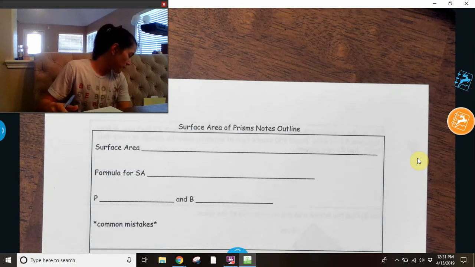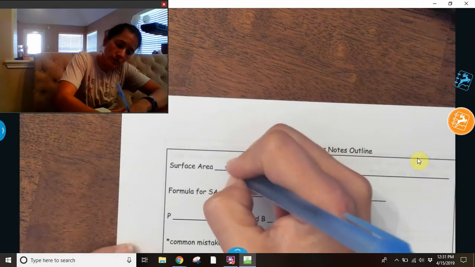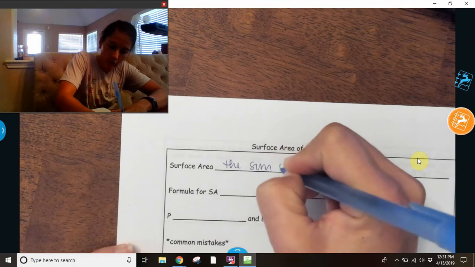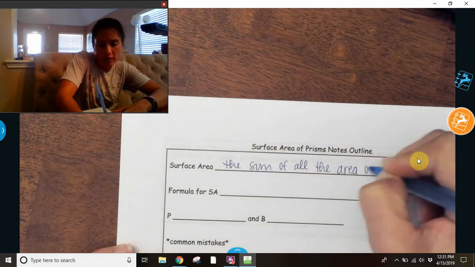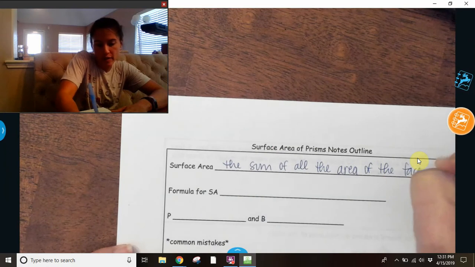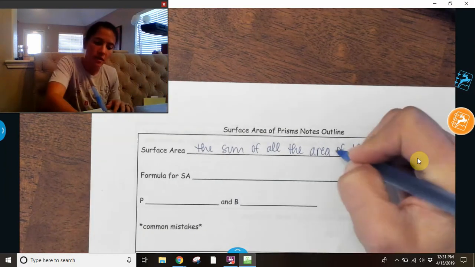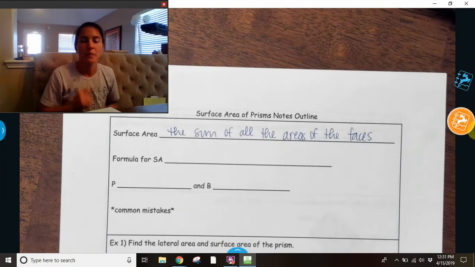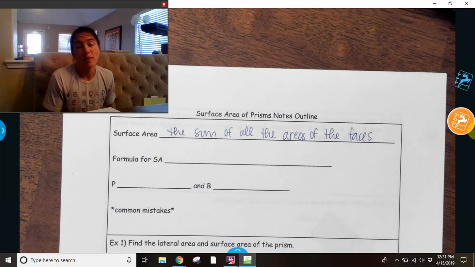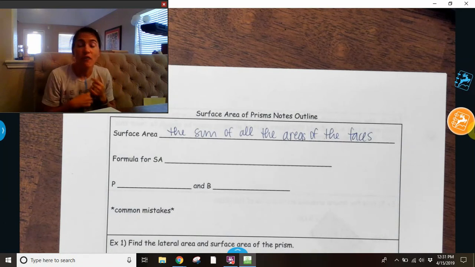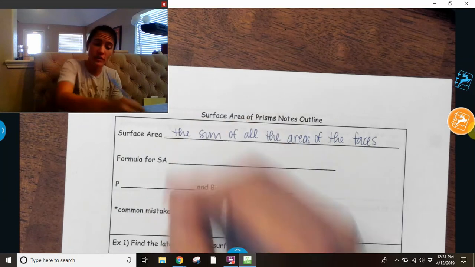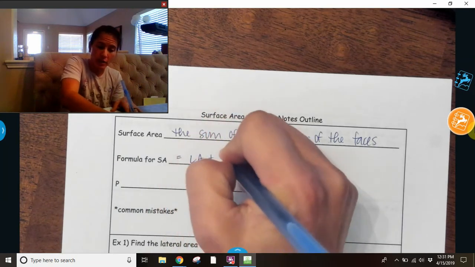Surface area is the sum of all the areas of the faces. So depending on what the shape is, sometimes there's 6 faces, sometimes there's 5 faces, sometimes there's more. The surface area is the area of all those faces. And there is a formula for surface area. There's an equation. Surface area equals LA plus 2B.